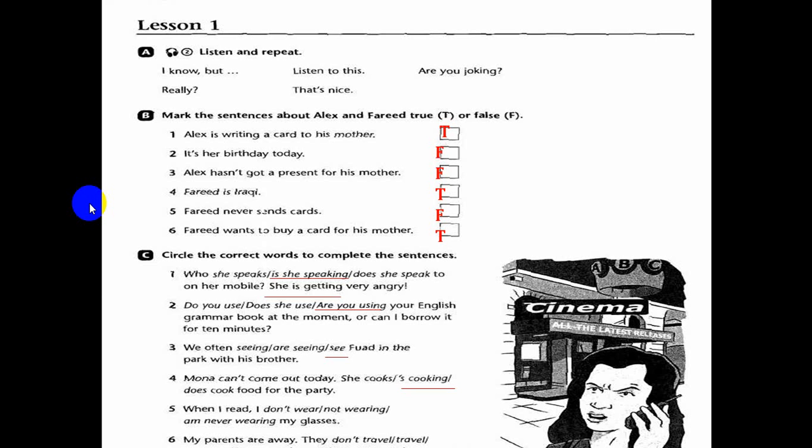Mark the sentences about Alex and Farid true T or false F. Number 1. Alex is writing a card to his mother. This is true. Number 2. It's her birthday today. This sentence is false. Number 3. Alex hasn't got a present for his mother. False. Number 4. Farid is Iraqi. That's true.